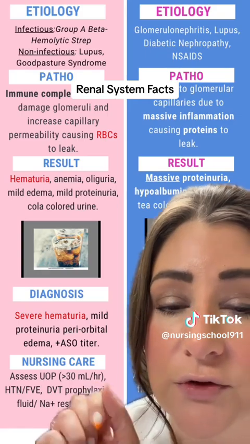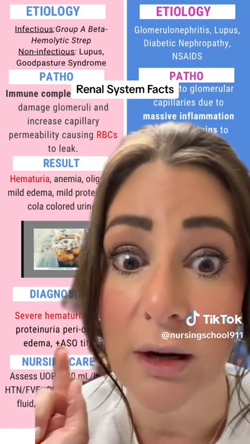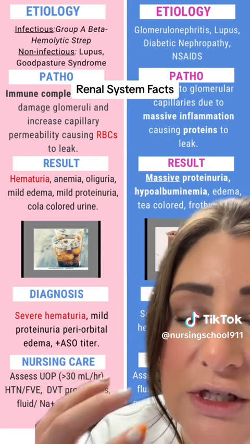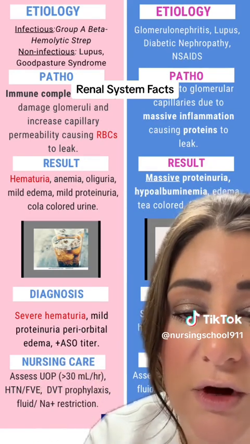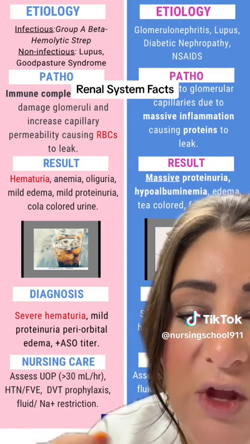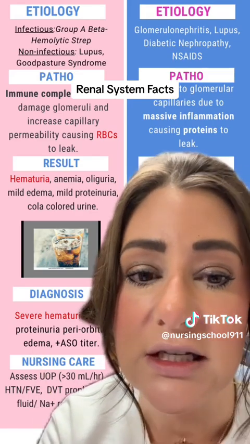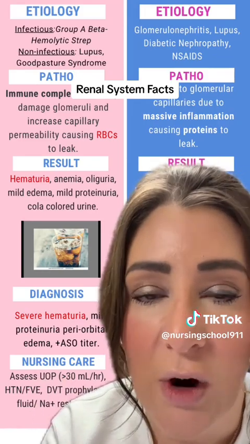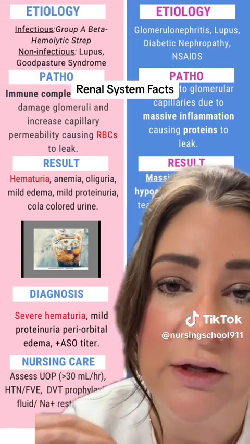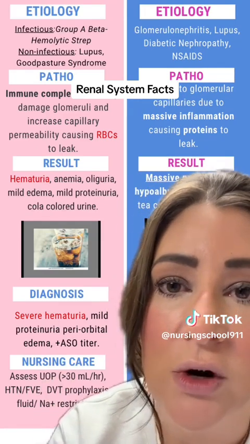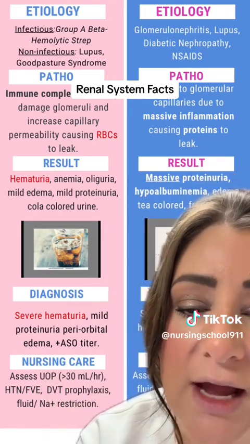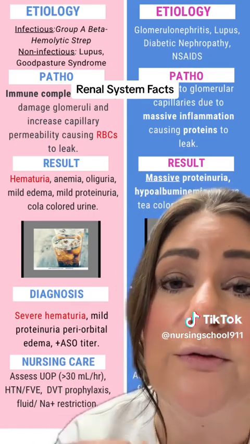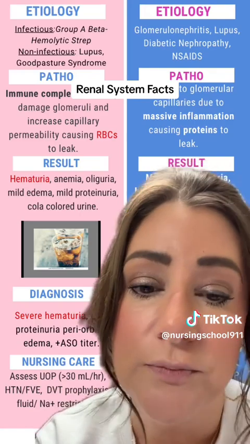So as far as nursing care, we're always going to watch that urine output and make sure that it's staying above 30 milliliters per hour. That's our magic number. We're going to monitor the patient's blood pressure because they are at risk for hypertension and fluid volume excess. That's FVE. DVT prophylaxis is very important with these urinary disorders because of the hypoalbuminemia, because of the damage to the capillaries. These patients are at risk for DVT. And we're also going to implement fluid and sodium restrictions to prevent further fluid volume excess.